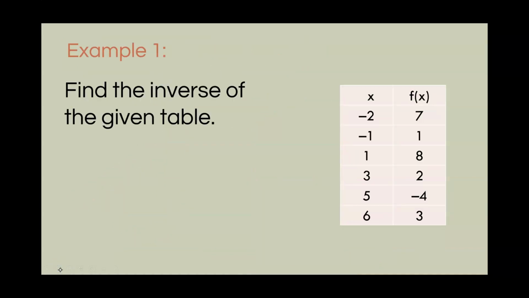So for number 1, the question says find the inverse of the given table. So I'm given this table. Step 1, we need to make a new table, and we're going to label this f inverse of x. We're going to take these x values and put them in the y column: -2, -1, 1, 3, 5, and 6.